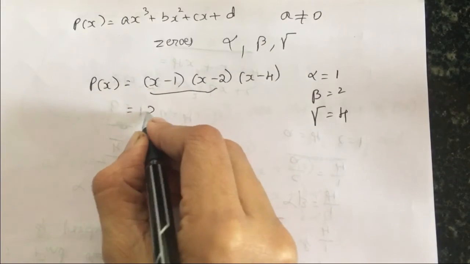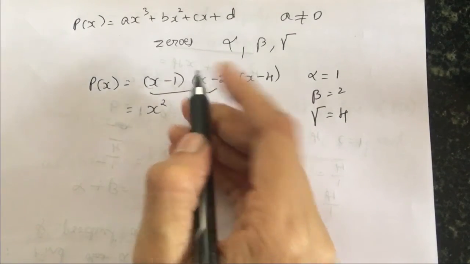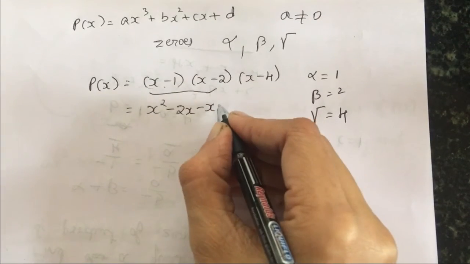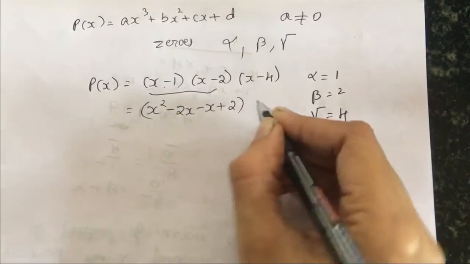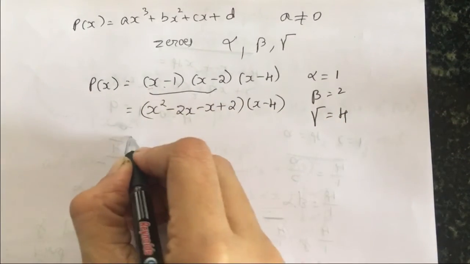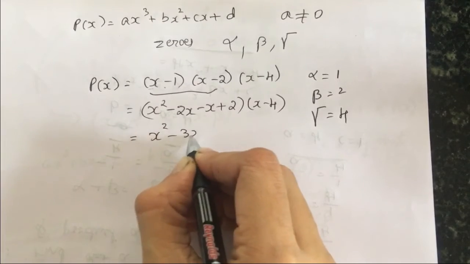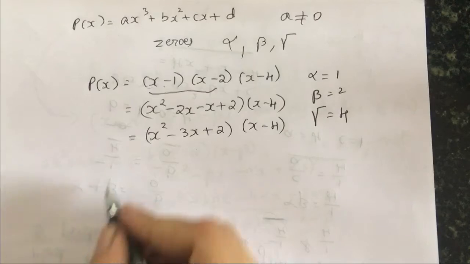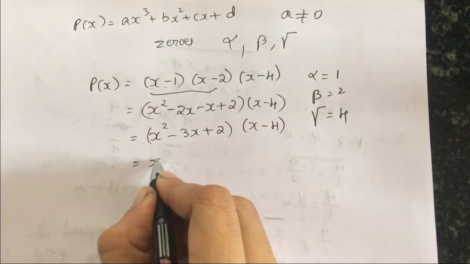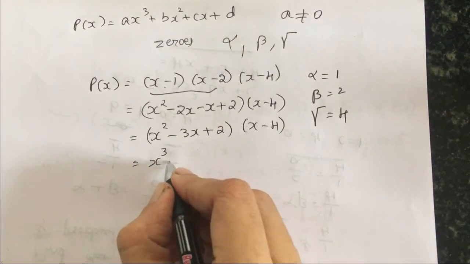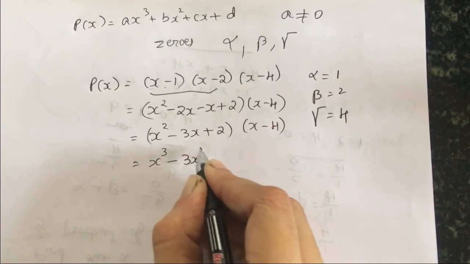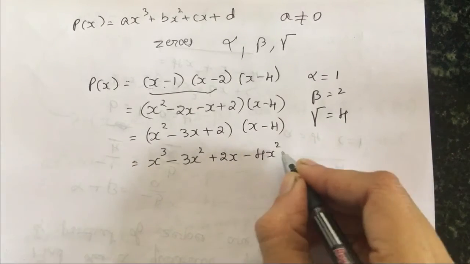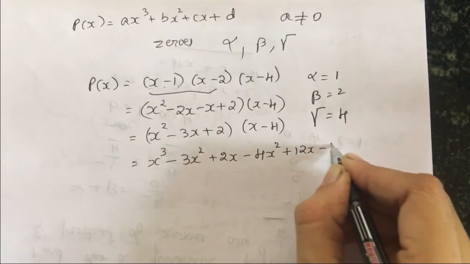So x into x is x square, x into minus 2 is minus 2x, minus 1 into x is minus x, minus 1 into minus 2 is plus 2. So we get x square minus 3x plus 2, into x minus 4. Now I'll multiply this: x cube minus 3x square plus 2x minus 4x square plus 12x minus 8.